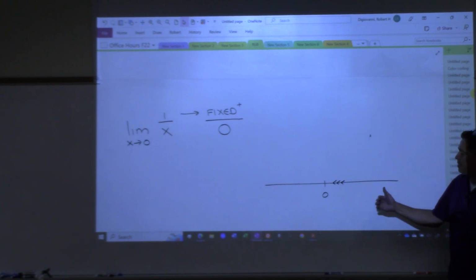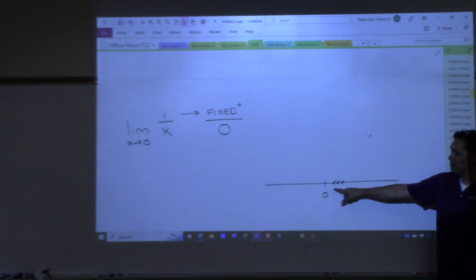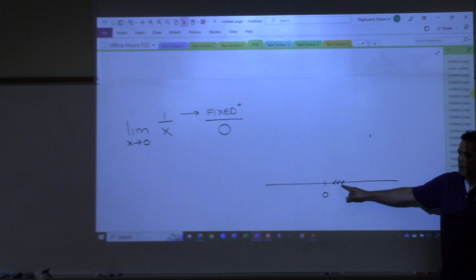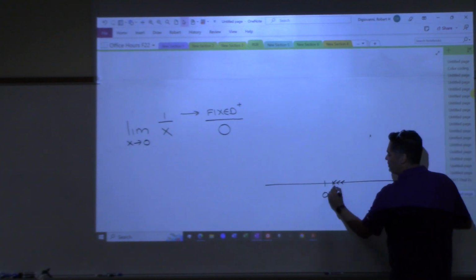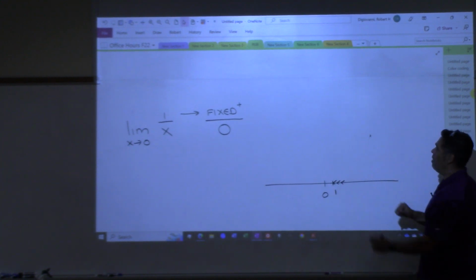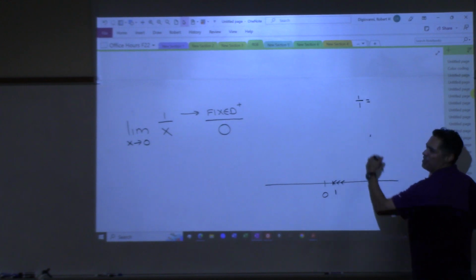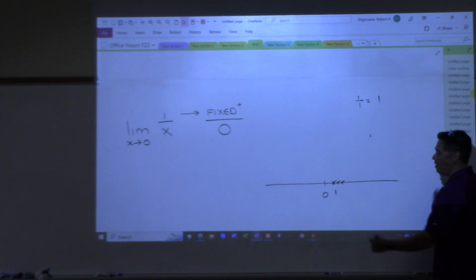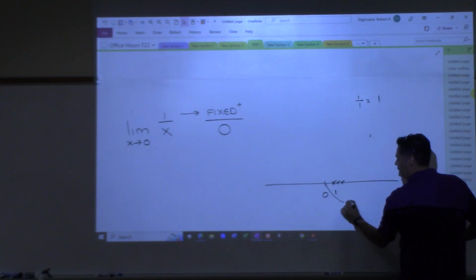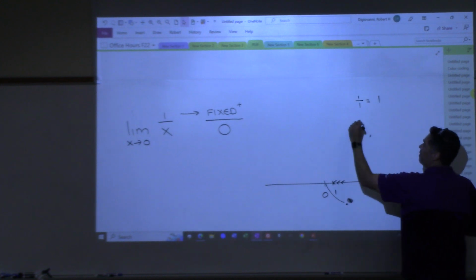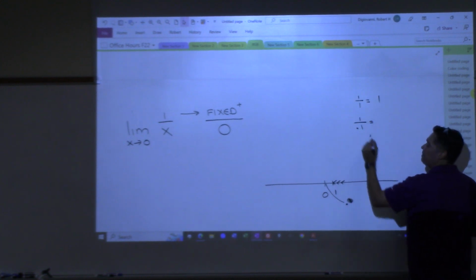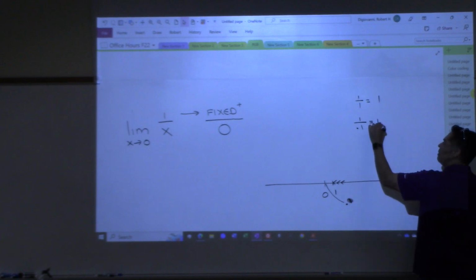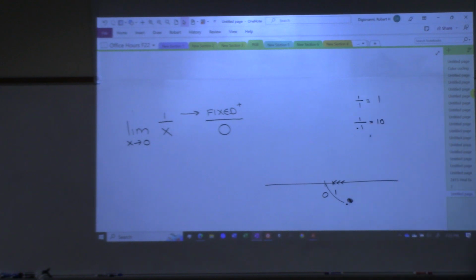I need to pick some numbers that get close to 0 from the right. So somebody give me a number that's close to 0 from the right. I heard 1. I heard 0.1. So let's start with 1. Get your calculator out, plug 1 in. What's 1 divided by 1? You don't need your calculator. 1. Now get a number closer to 0. I heard 0.1, not 0.01. Do that on your calculators. 1 divided by 0.1. What's that? 10. What happened? It got big, right?